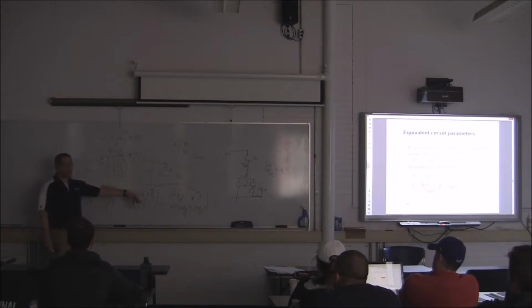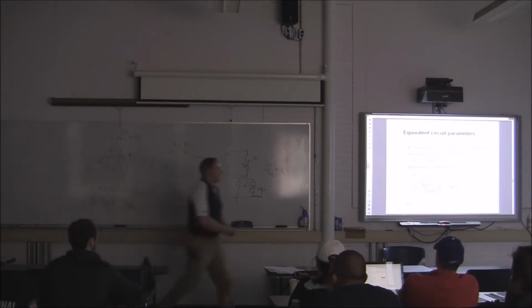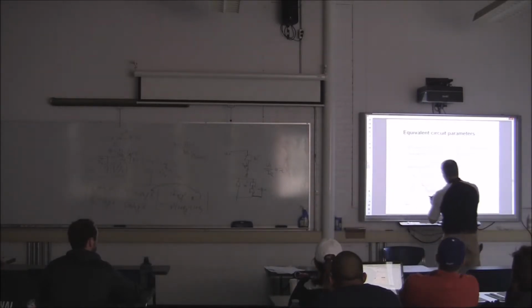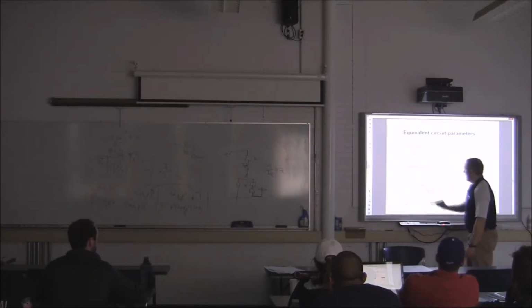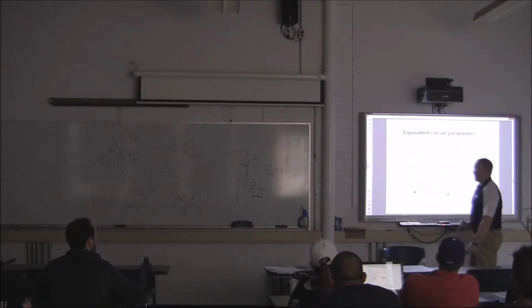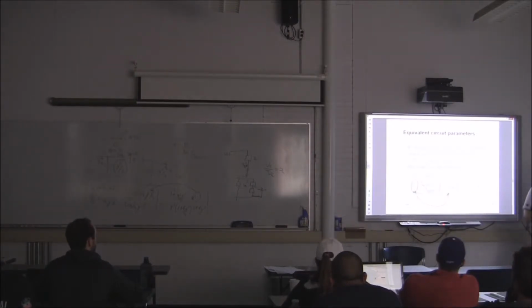What you'll do in industry is you'll just recognize this is my pi equivalent, and I'll just substitute this. I'll solve for Z, and I'll solve for Y over 2. That's what you would do in industry. Those are the parameters that you would get. Okay?